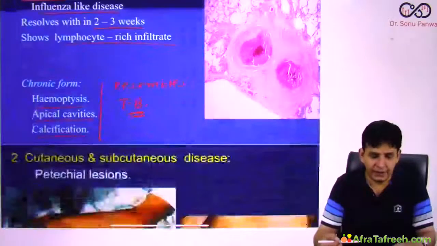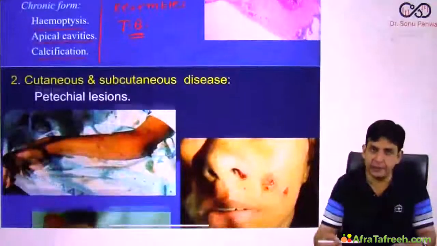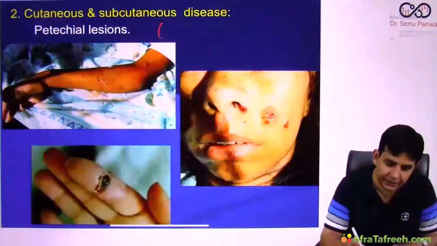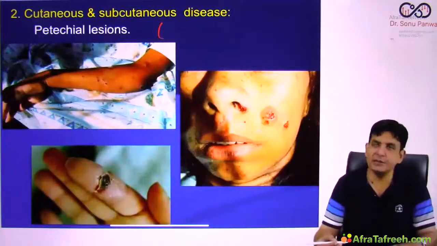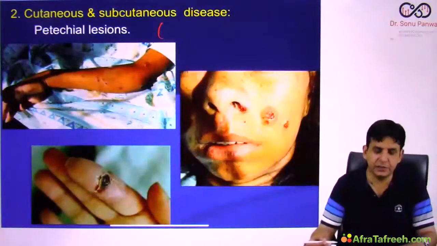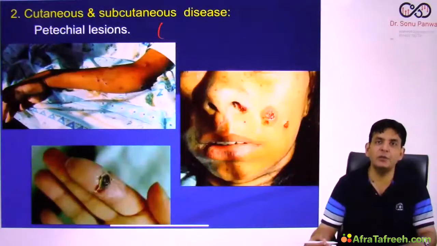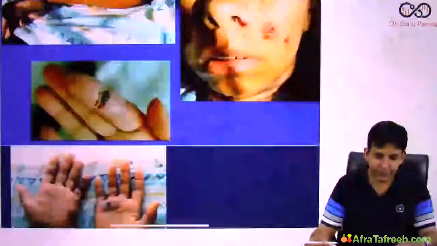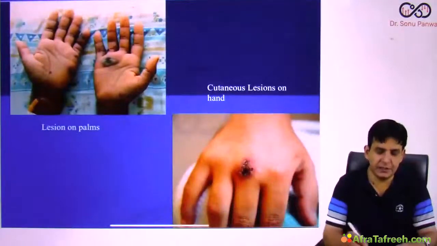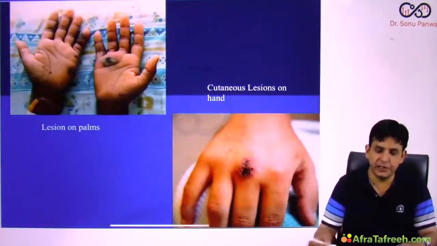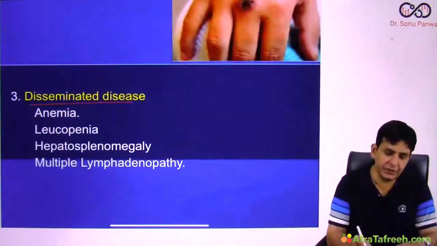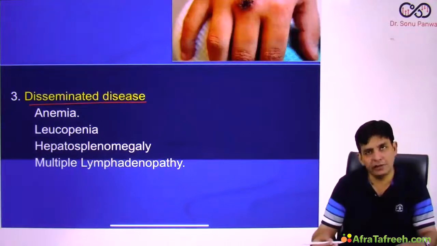Then regarding involvement other than the lungs, it involves the skin also, which is the dermal involvement. Cutaneous and subcutaneous disease exist in the form of petechial lesions. These are the various petechial lesions observed in the cutaneous form of histoplasmosis. These are all cutaneous forms of histoplasmosis, with lesions on the palm and on the hand. Then in the disseminated disease, it exists with the following features.